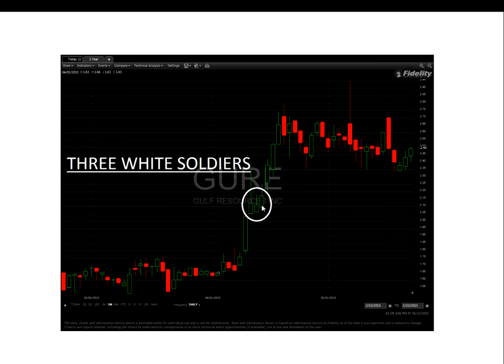And again, three white soldiers. 1, 2, 3. They're all green. They're all similar in size, and we go into a massive uptrend.